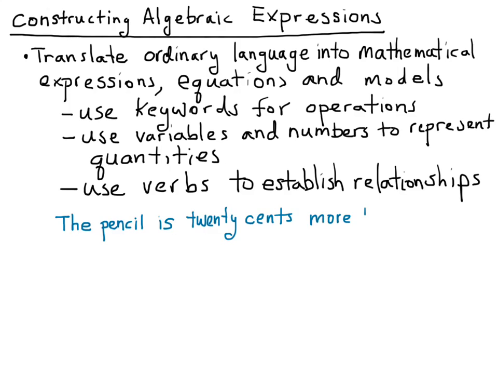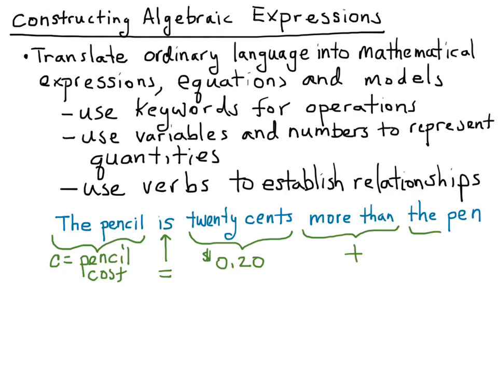So here's a simple one. The pencil is 20 cents more than the pen. All right, so we look at the pencil and say C is the pencil cost. Is means equal. 20 cents is just 20 cents. More than. Now that's what I mean by keywords: more than is what you use for your operations. And then the pen. P is the cost of the pen.